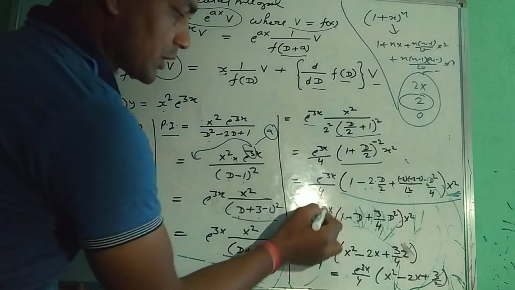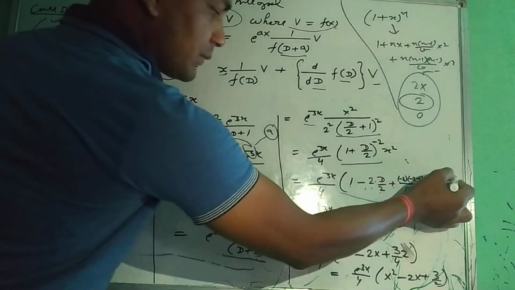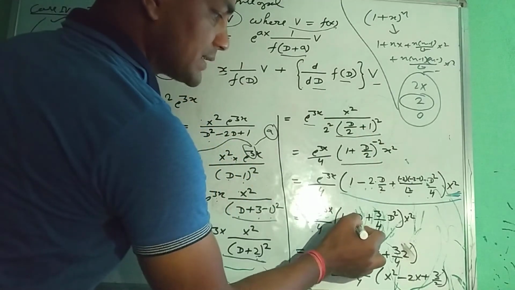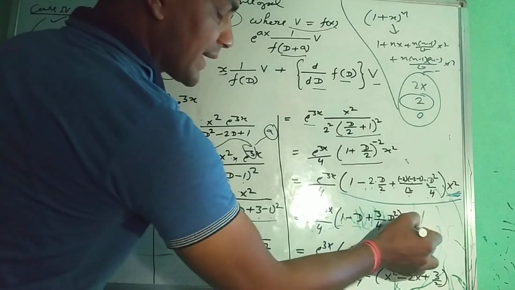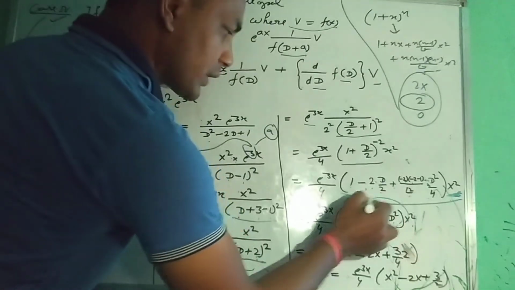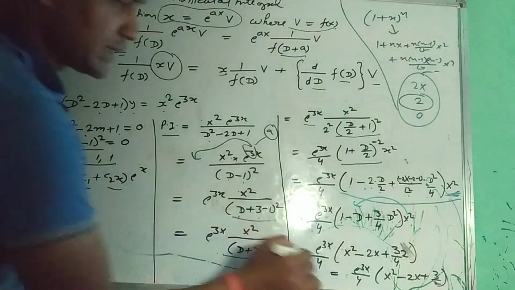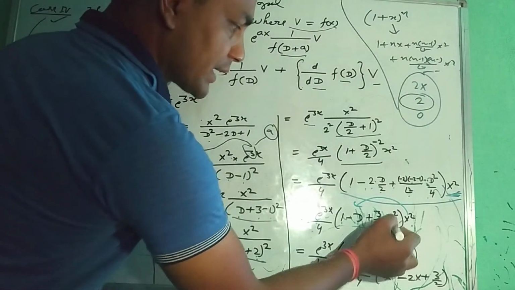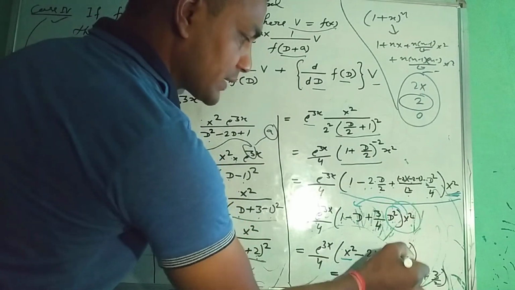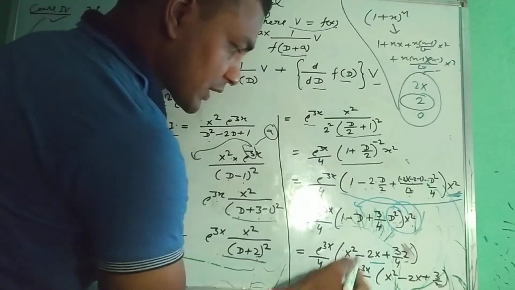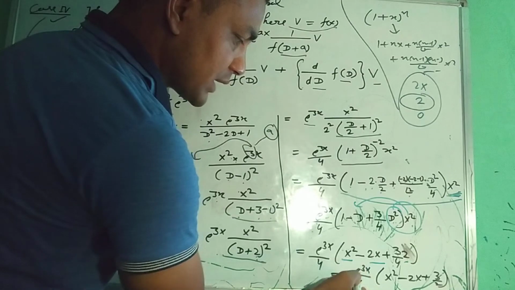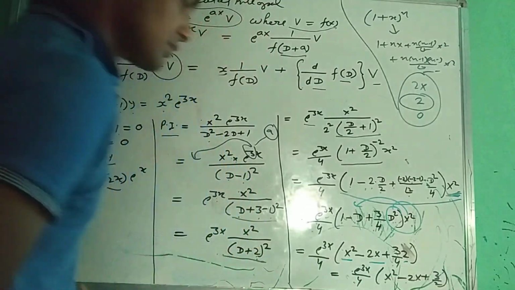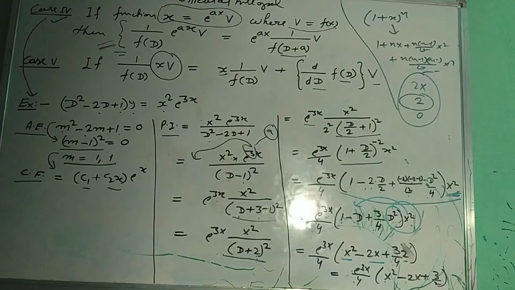Now this is e to the power 3x upon 4. When we solve this part, we have (1 minus D plus 3 upon 4 D square) acting on x square. When we take x square inside this bracket, it is x square minus 2x plus 3 upon 4 times the two-time differentiation of x square, which is 2. After complete solution, this is e to the power 3x upon 4 times (x square minus 2x plus 3 upon 2). Now this is the particular integral.